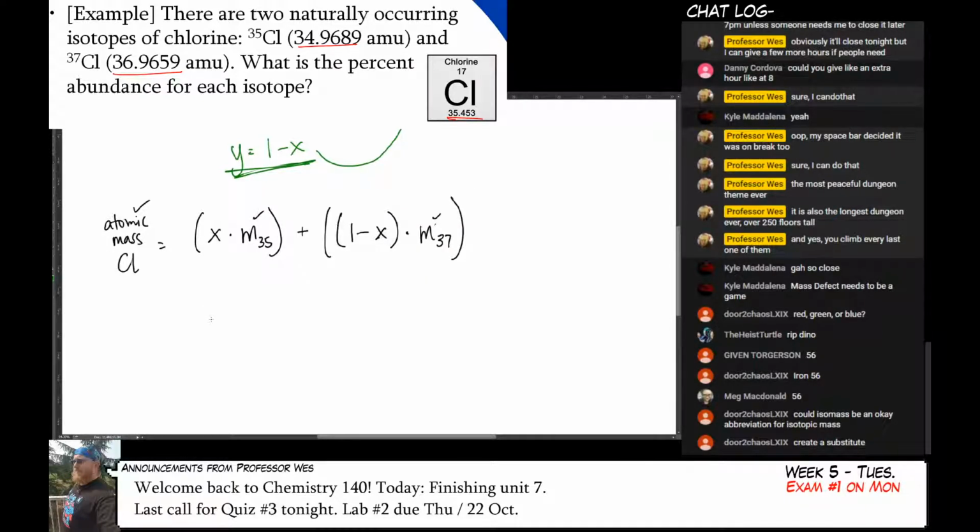So we had to do some algebra, which means that I'm going to just call this mass of chlorine equals M35 times X. I have to FOIL this out. So this would be M37 minus M37 times X. I'm just doing this plus this minus that, so I no longer need these parentheses. I've got to get X by itself, which means that I need to get all of the numbers that have an X on one side. So these guys should stay on this side, but this one has to go over there.